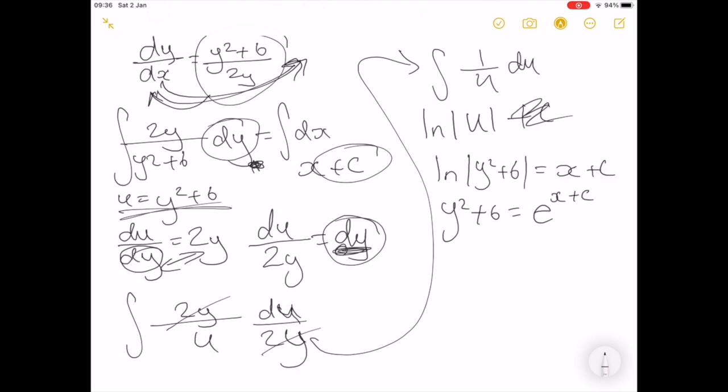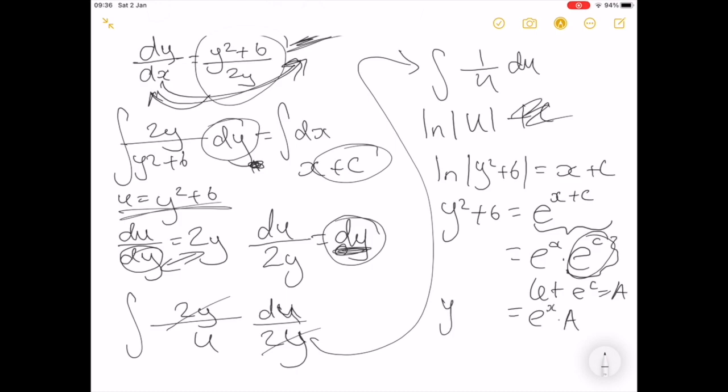But because of the rules of logs, we can also write this whole thing as e to the x times e to the c. Now, because this whole thing, e to the c, is still a constant, like e is a constant number, and so is the c. This c is like some arbitrary constant as a result of this equation. We can write this whole thing as just one other constant. So if we say let e to the c equal a, we can kind of simplify what we've got. So we get e to the x times a is equal to y squared plus 6.